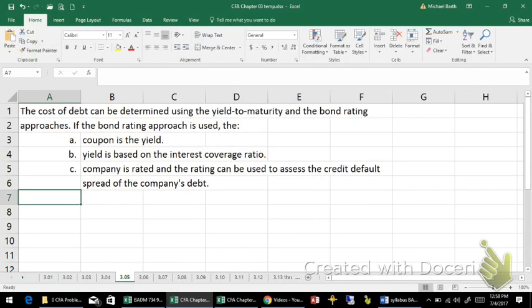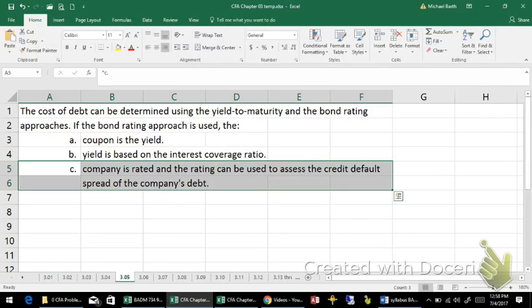So let's say you went out there and rated this company, and their debt is now going to be rated as A minus. Well, you go out and look at the other A minus companies at similar yield. They'd have similar yields to maturity for similar maturity lengths. And so the answer is you rate the company, and that rating can be used to assess the credit default spread of the company's debt. That is, how much more they have to pay over and above treasuries to issue debt.